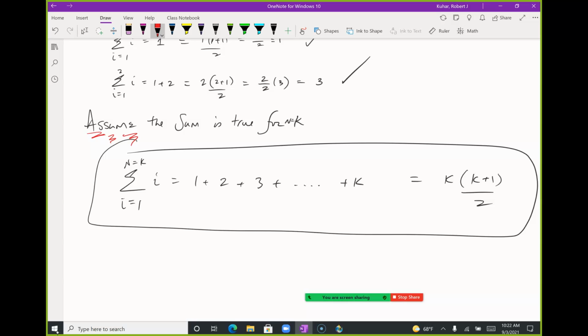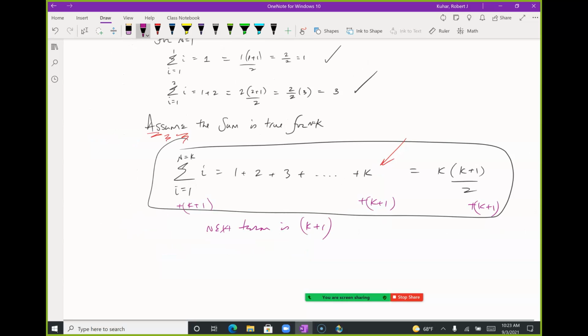So what comes right after k? What's the very next term after k? K plus 1. Exactly. The next term is k plus 1. And so my trick is to add k plus 1 here, to add k plus 1 here, and to add k plus 1 here. And what I'm going to do with this is manipulate it, and I should show it's true for k plus 1. Okay, so let's look at what happens.